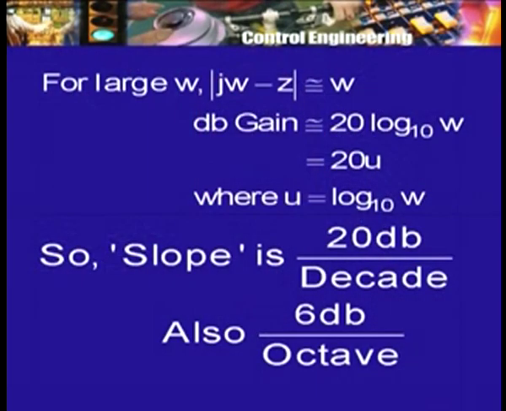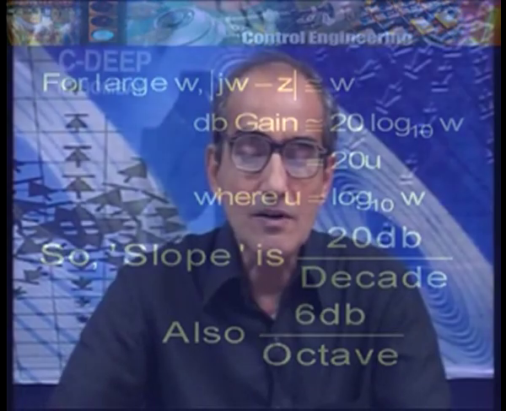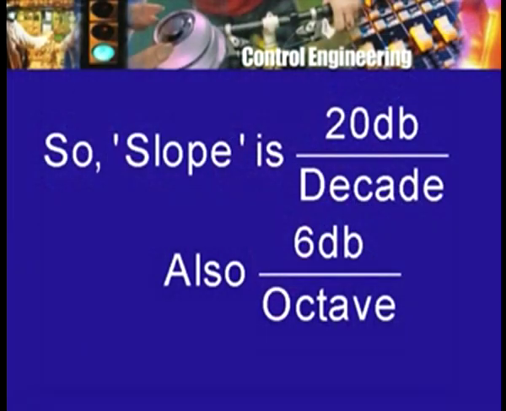So, we speak of the slope of this line or the change in dB gain as related to the frequency, but frequency expressed logarithmically, log to the base 10 of omega, as 20 decibels per decade. And as I told you earlier, in music, one talks about not decade but octave, that is a doubling of frequency.